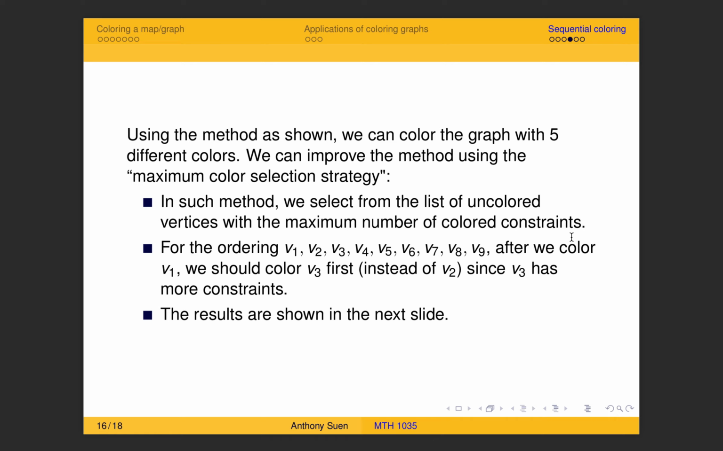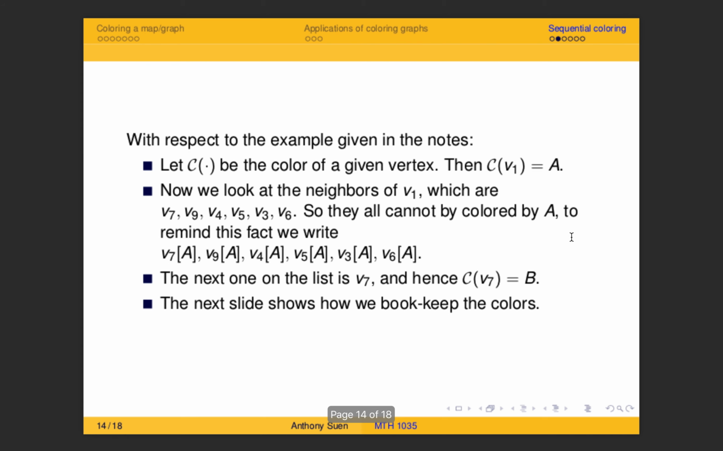In fact, we can improve this method. The improvement is called the maximum color selection strategy. It's a pretty long name, but the concept is quite easy. How can we improve the method? For these algorithms, when you do the ordering, we always have the freedom, and that's exactly the point where we can do the improvement.